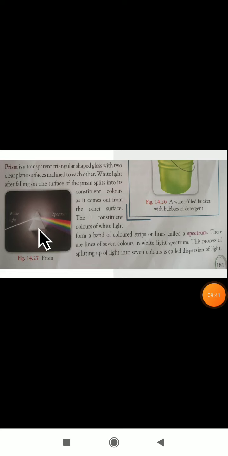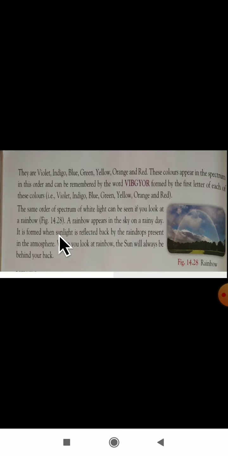You can observe here. Violet, indigo, blue, green, yellow, orange or red at last. In this way, it will occur only in a series. Even in a rainbow it is the same. There are 7 colors in a rainbow.